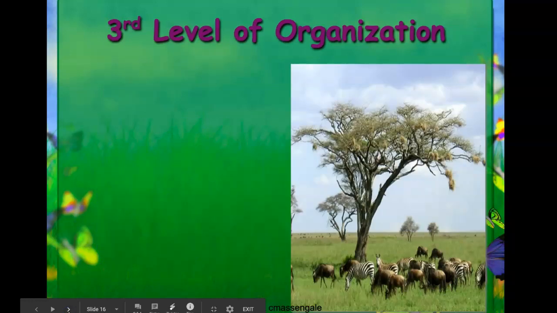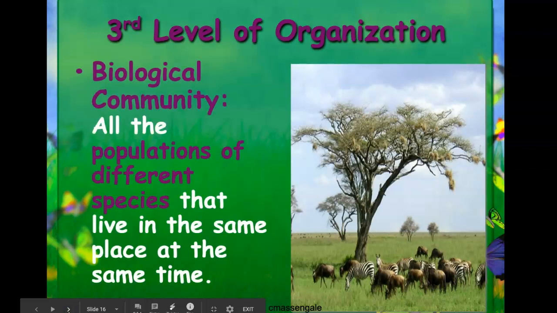The third level is going to be your community. So your community, and some scientists actually type it as biological community to differentiate it from the community you may see in social studies. But a biological community is going to be all of the populations of different species that live in the same place at the same time. So in this particular picture, we have an acacia tree, some wildebeest, some zebra, and a population of grass, because this is located on the savanna. If the picture was wider, you would probably see giraffes, maybe a pride of lions, but that would be a community.